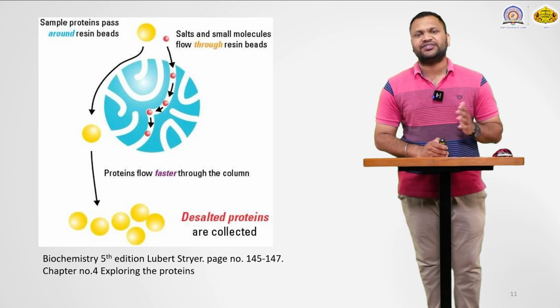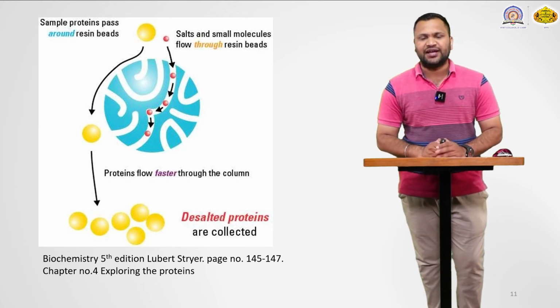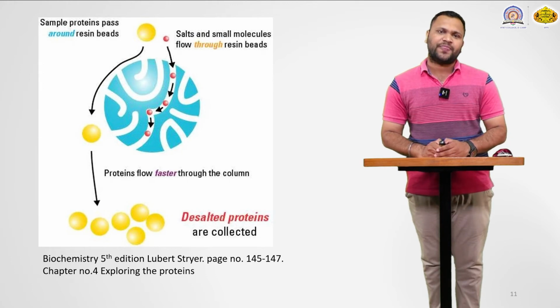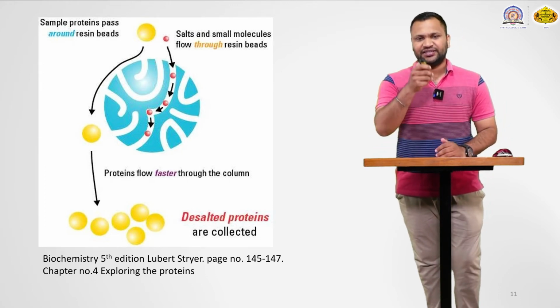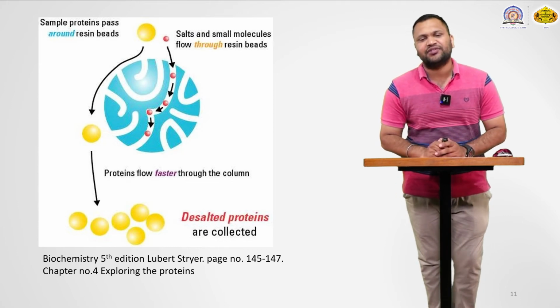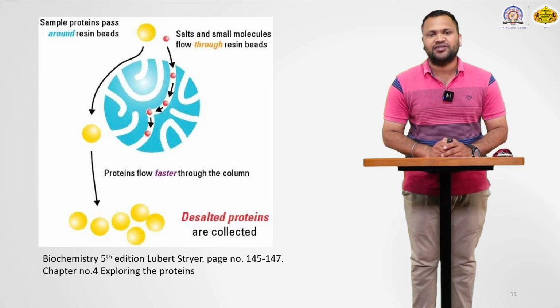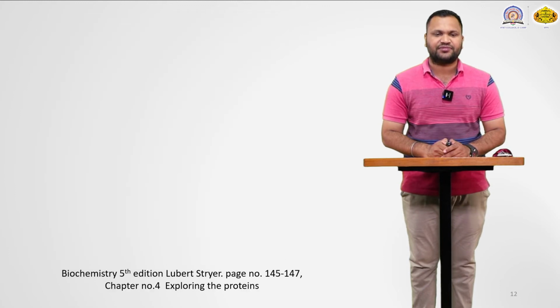As we know, this is a separation technique based on molecular size. So the larger molecules, that is proteins, will come faster through the column as compared to the small molecules, because the small molecules have to pass through a larger distance. The beads are there, so they will pass across a number of beads, but in case of larger molecules, they will move around the resin bead.